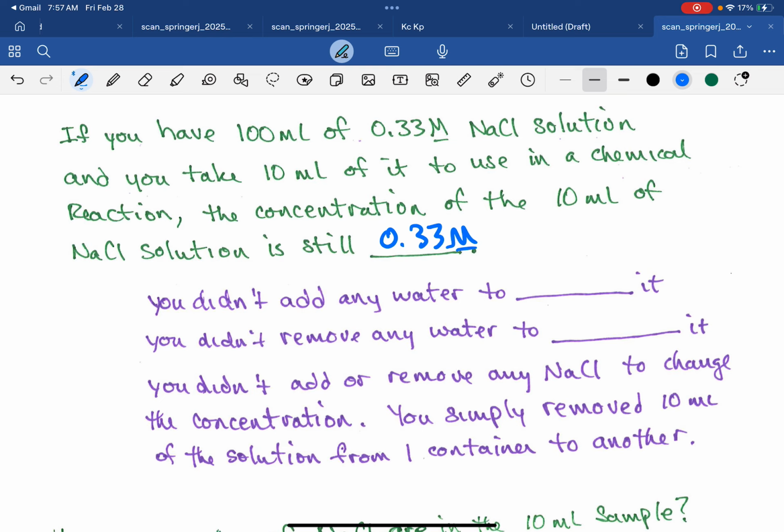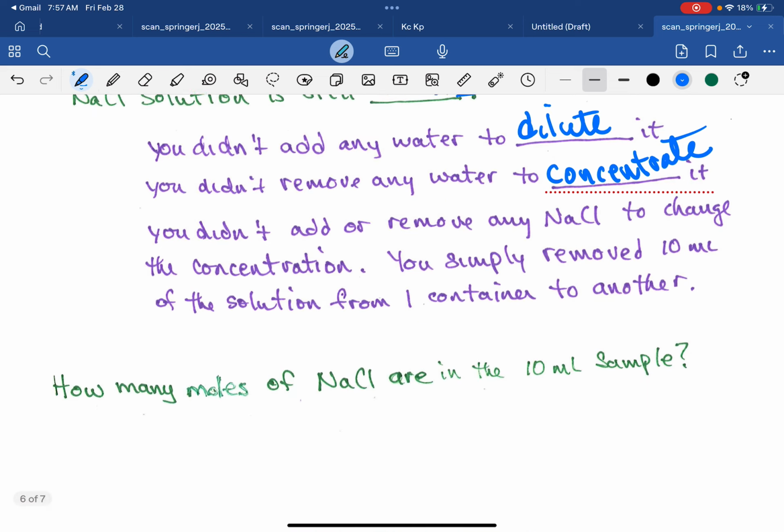Concentration is kind of like density. It doesn't matter how much you've got. As long as you know the concentration of the piece you broke it off of, you've got the same concentration. So you didn't add any water to dilute it. You didn't remove any water to concentrate it. You didn't add or remove any NaCl to change the concentration. You simply took 10 milliliters of the solution from one container and put it in another.